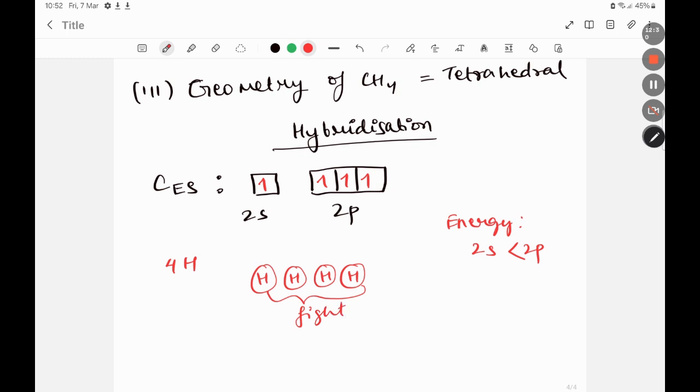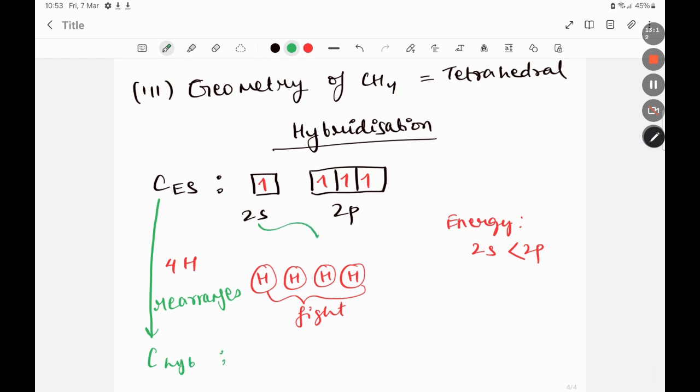They will have a very huge fight because everybody will want to bond with the 2s orbital, because the 2s orbital has a lower energy than 2p. Everybody wants a lower energy, everybody loves stability, and all the hydrogen atoms will fight heavily to bond with 2s, and as a result the carbon atom will become unstable, carbon will become mad. So what happens? Carbon is very intelligent. So what carbon does, the carbon just rearranges itself a bit. So carbon rearranges itself and it forms hybridized carbon.